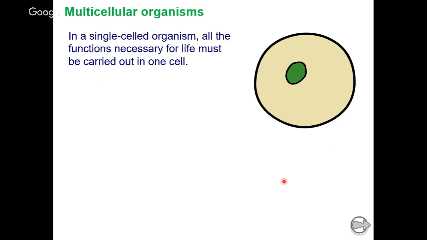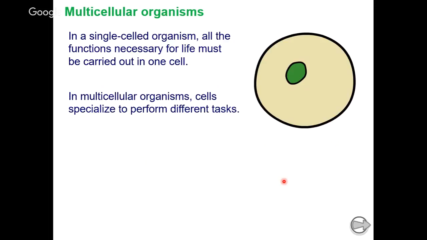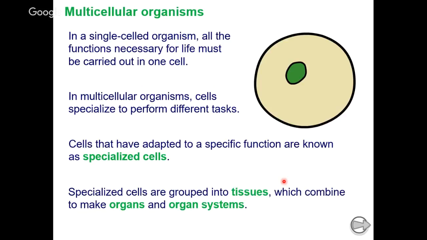Now, if you think of a single-celled organism, like a bacteria, it carries out all the functions necessary for life. But in a multicellular organism, parts of the organism specialize in particular functions. Probably a more efficient way to do things. But in order to do that, certain cells have to become specialized in their function.